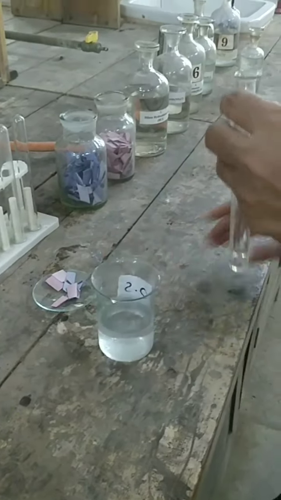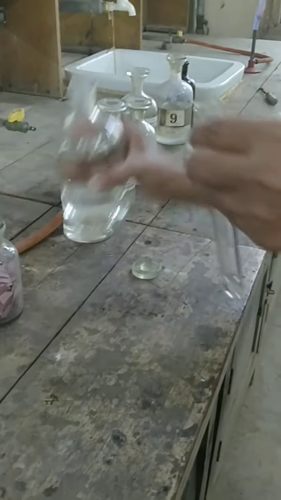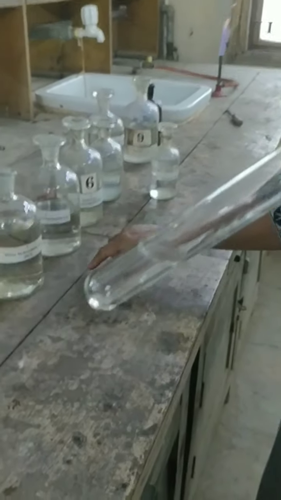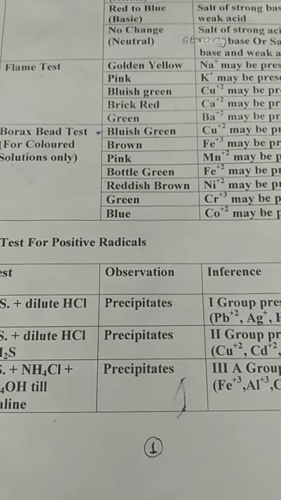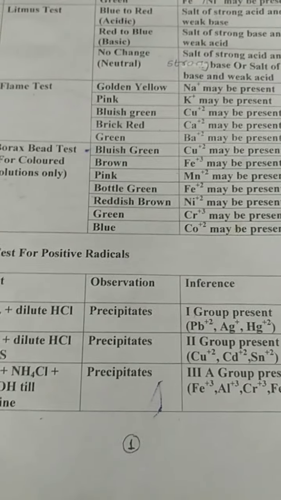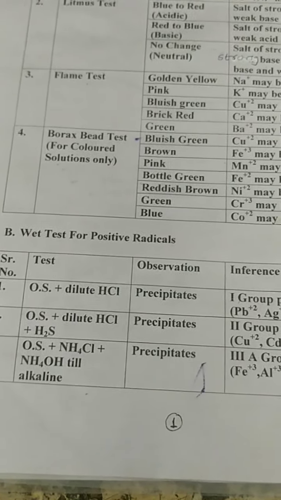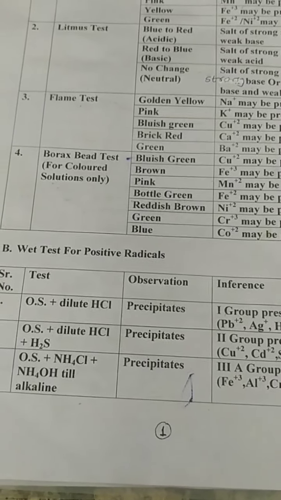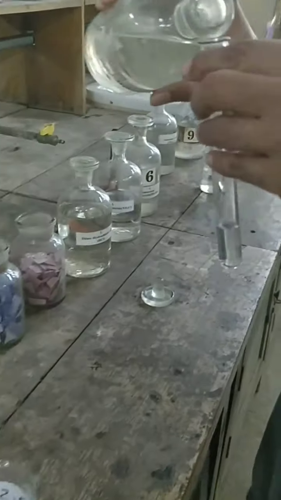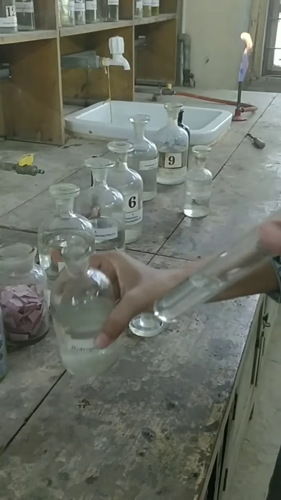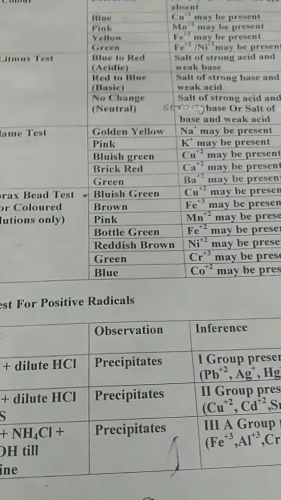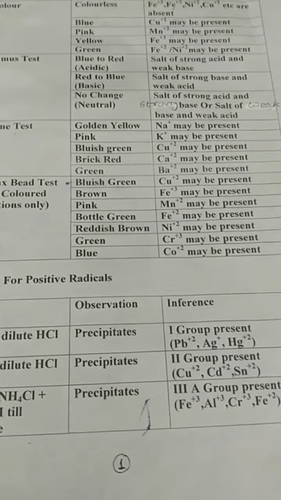We will take OS in a test tube. To this we will add dilute HCl. You can see there are no precipitates, so in the observation you will write no precipitates, group 1 absent. Now we will proceed to second test. So in the same test tube we will add H2S water. You can see there are no precipitates, so in the observation you will write no precipitates, second group absent.